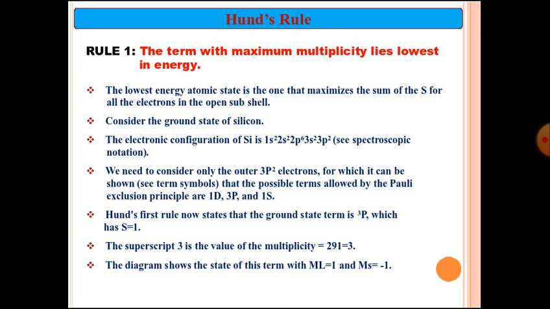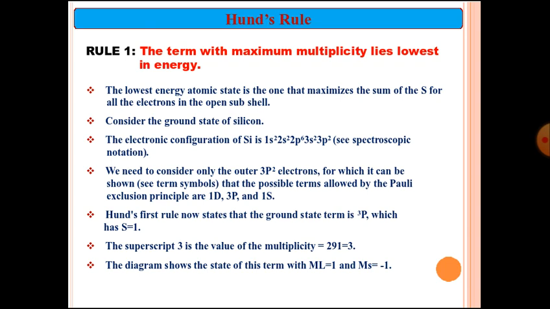Hund's rules: there are three rules available. Hund's first rule: the term with maximum multiplicity lies lowest in energy. The lowest energy atomic state is the one that maximizes the sum of the S for all the electrons in the open subshell.